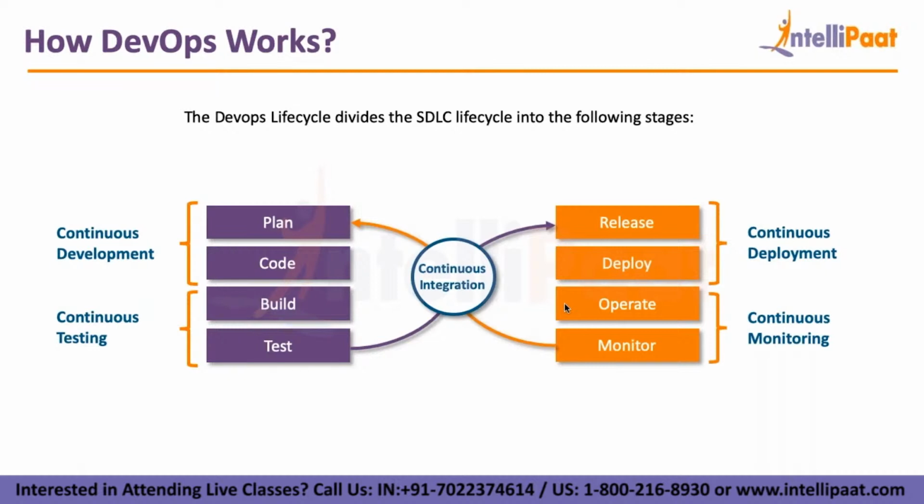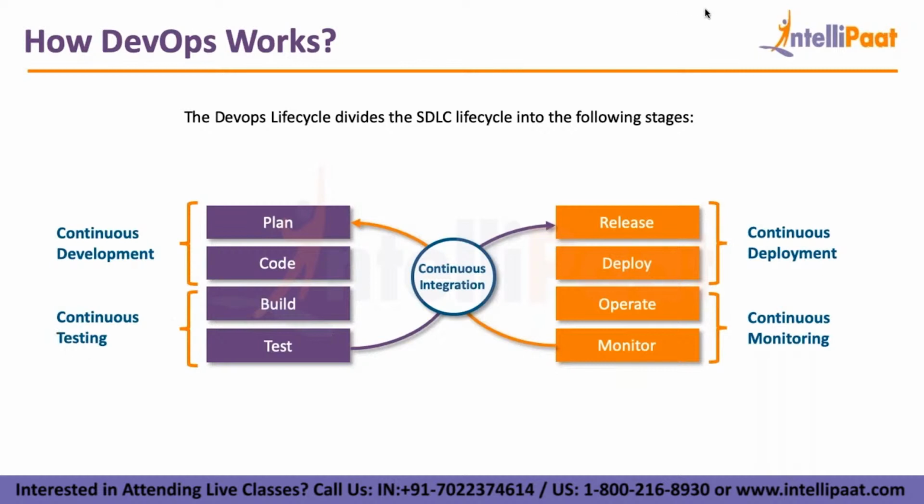And then you start monitoring it for any kind of feedback that you get from the customer, and then that feedback is again implemented on the application while the maintenance stage is going on. So this is the DevOps methodology. It's almost the same, but let's see what the differences are over here. So the plan and code stage is called continuous development. The build and test stage is called continuous testing.